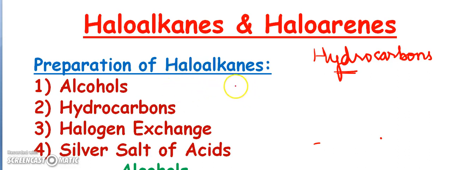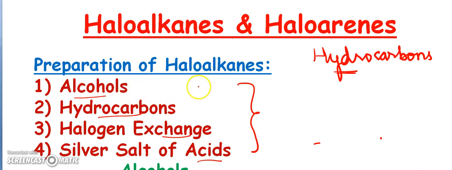Haloalkanes can be prepared by these four methods. First is from the alcohols, second from the hydrocarbons, third is from the halogen exchange, fourth is by the action of the silver salt of acids.